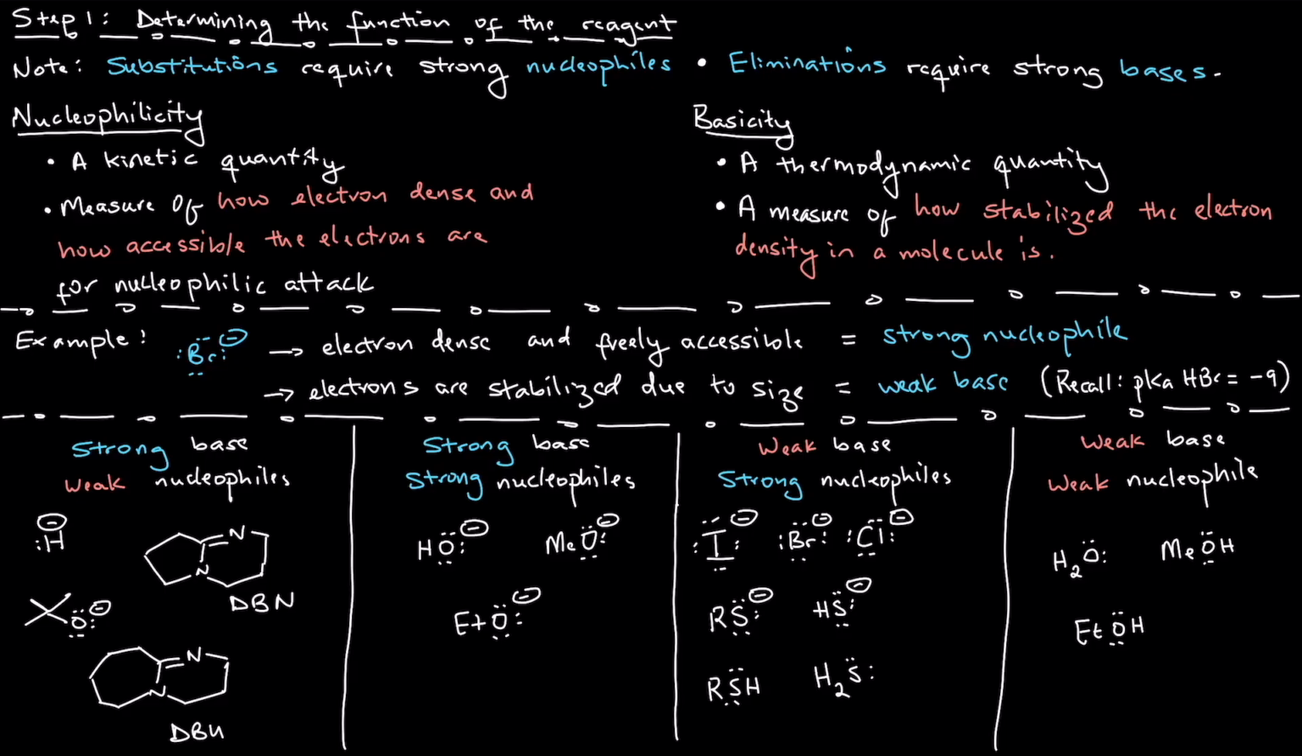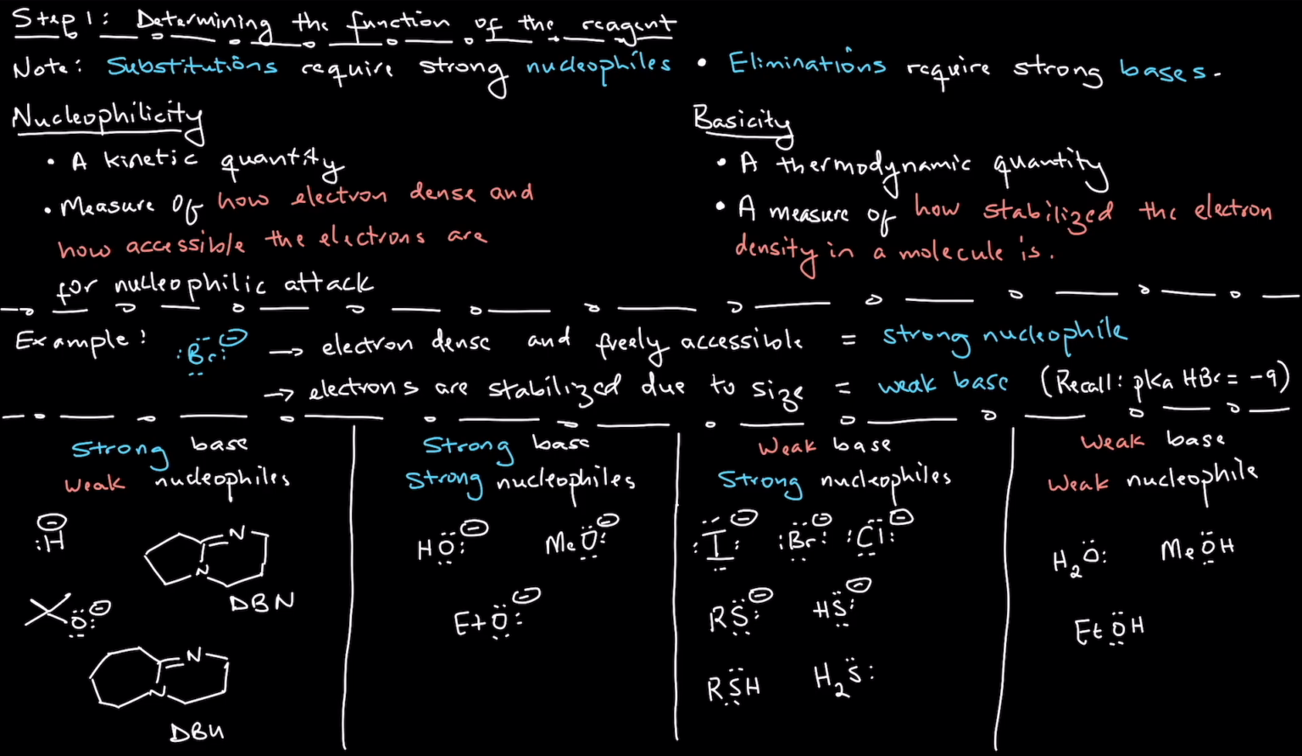Under the column of strong base, weak nucleophiles, a common theme that I'm hoping you're seeing is that these are bulky molecules. So you're looking at tert-butoxide, which is pretty bulky, which makes those electrons pretty inaccessible for nucleophilic attack. And so it remains a really strong base, but a weak nucleophile. The same goes for DBU and DBN. These are bulky bases that end up being strong bases but terrible nucleophiles.